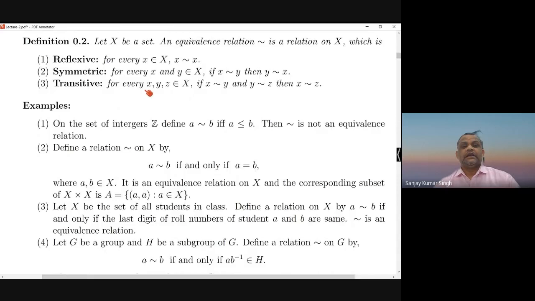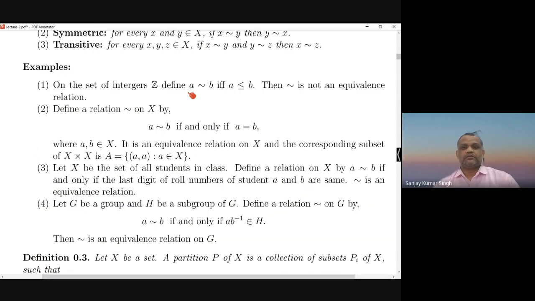It means if x is related to y and y is related to z, then it forces that x should be related to z. So any relation which satisfies all three properties, we call an equivalence relation. And they are very important. I will soon tell you why.